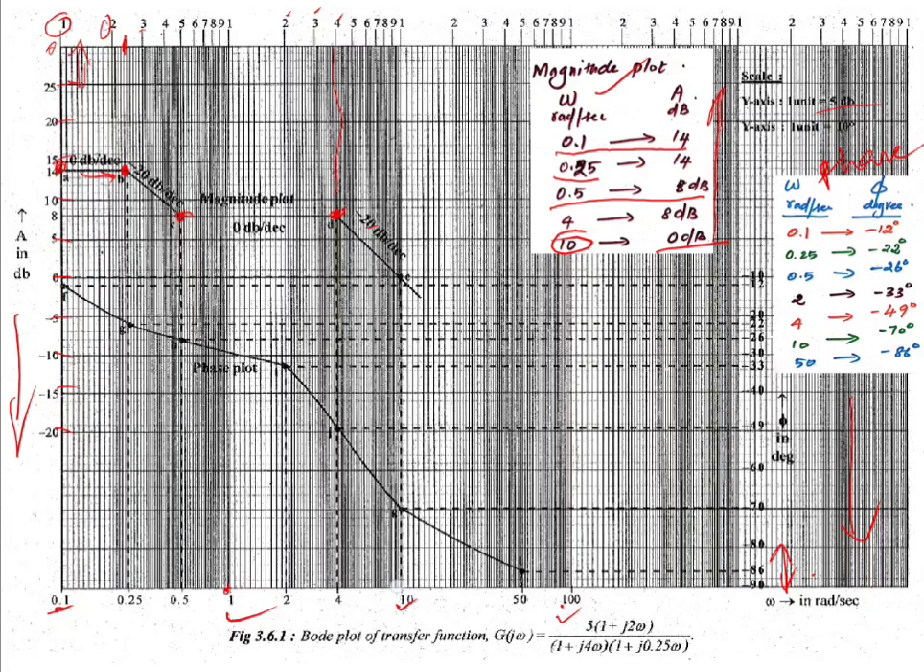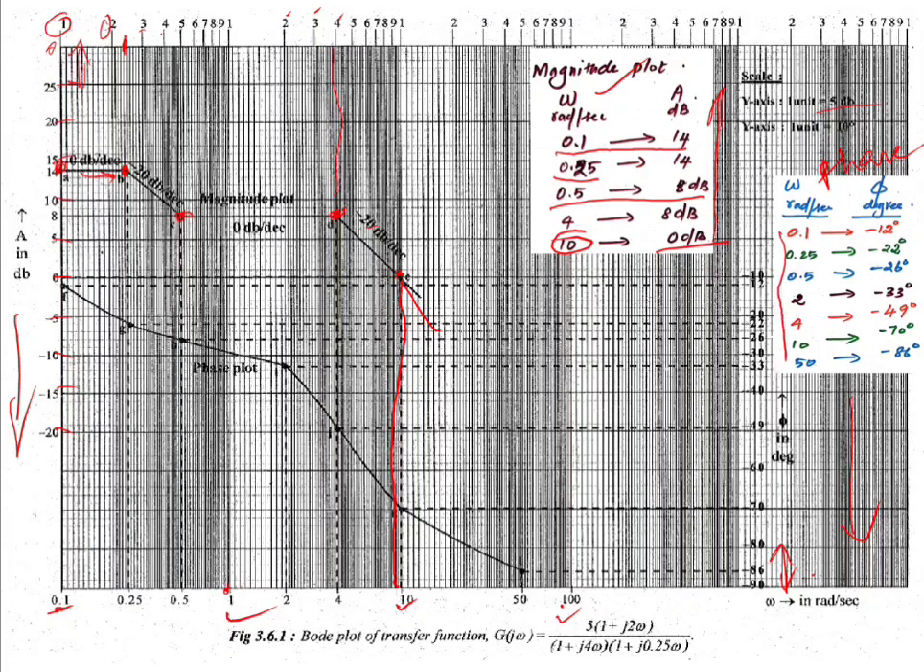So 10 radian is here. When you are tracing it, the 0 dB line. So this point. Now we have to connect all these points using a scale, and then we have to extend it. This is the magnitude plot.